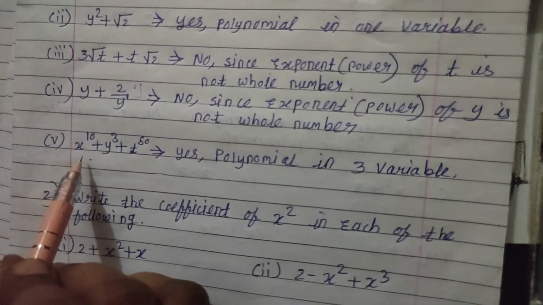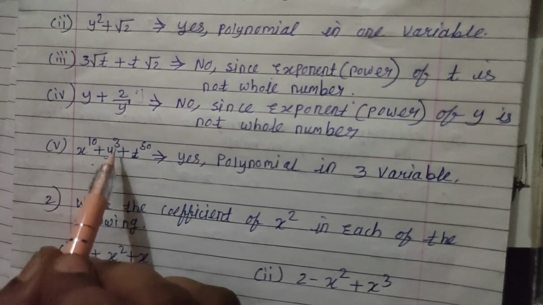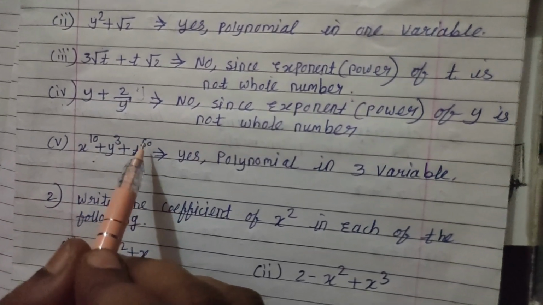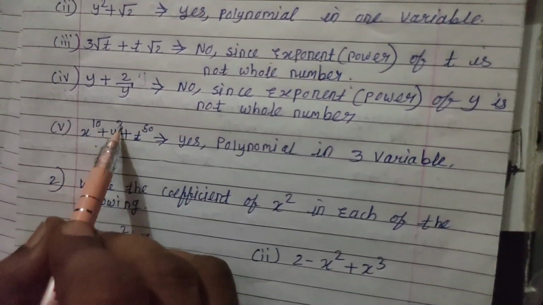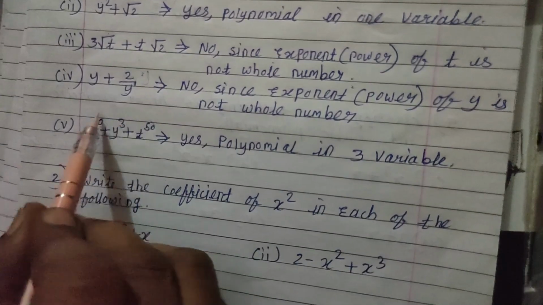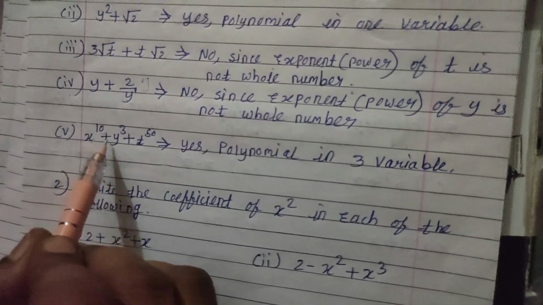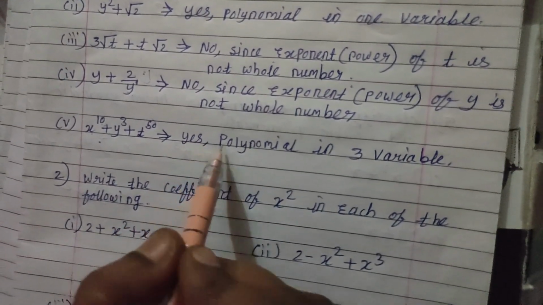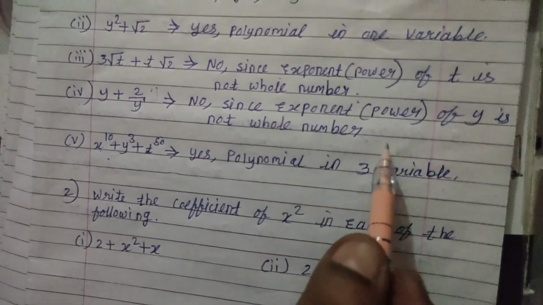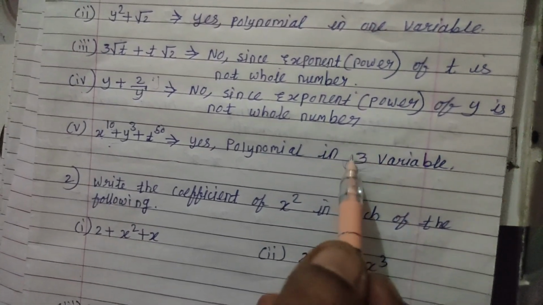Now the fifth one, x raised to power 10 plus y cube plus t raised to power 50. Here all the powers or exponents are whole numbers, but this is not in one variable, because it is x, it is y, it is t. Yes, it is a polynomial, but it is not in one variable, it is in three variables.